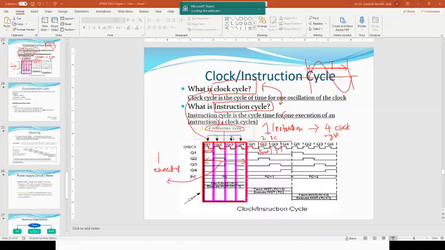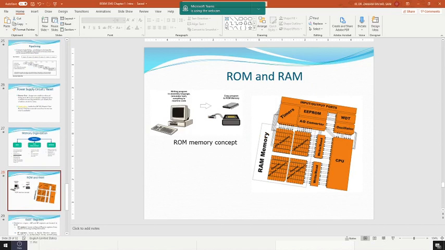This card. Any questions? Is it okay? Everything is good. Everything is good.